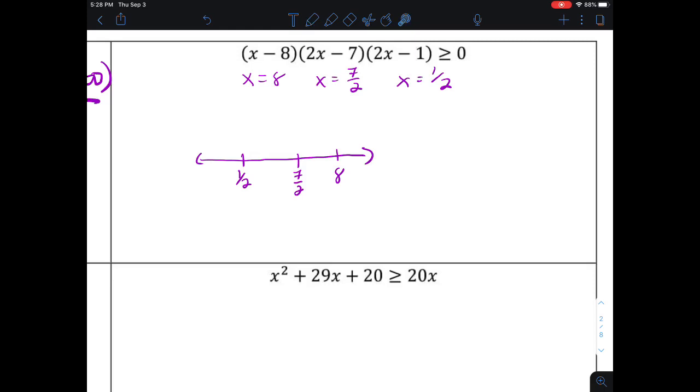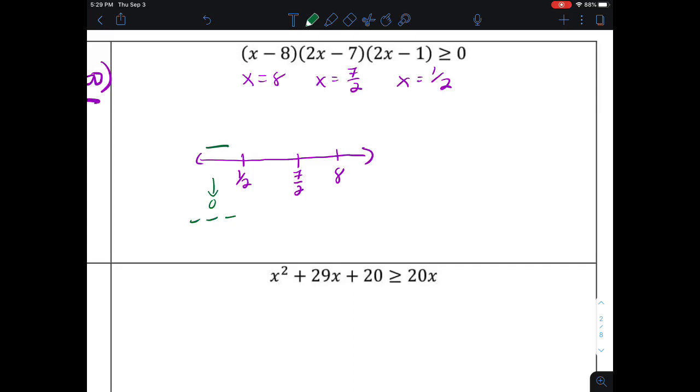All right, so we'll pick a number around those. I'm going to start with a number smaller than 1/2, an easy one like 0. If I pick a number like 0, put it in for all my x's, see what I get. 0 minus 8, negative. 0 minus 7, negative. And then 2 times 0 minus 1, negative. 3 negatives multiplying together make a negative.